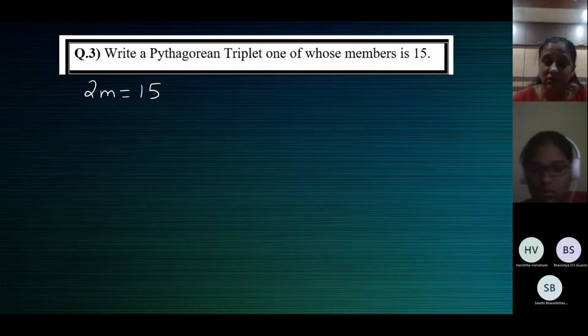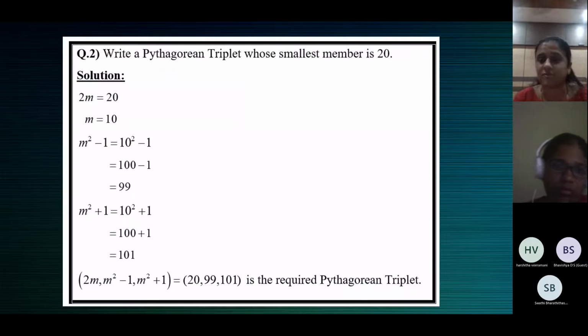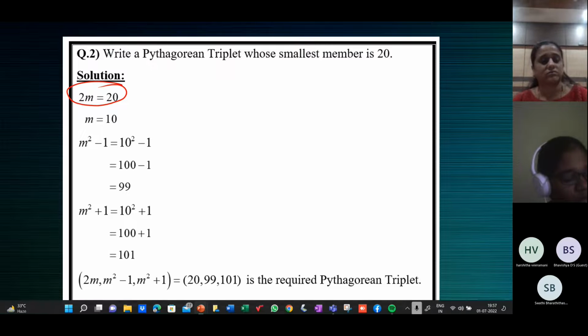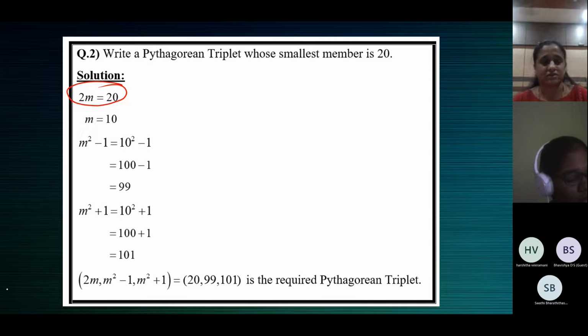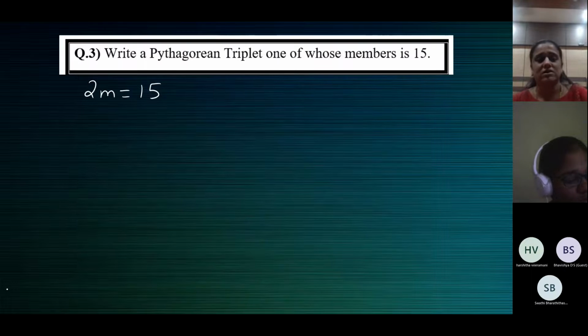Anybody can be 15. In the earlier question, there was a condition. The smallest member should be 20. So you have to equate 20 to 2m, because the smallest member is 2m. But here there is no condition like that. Any one member should be 15. So when you equate 15 to 2m, you get m is equal to 15 by 2.